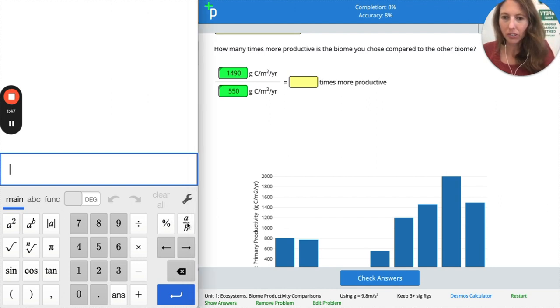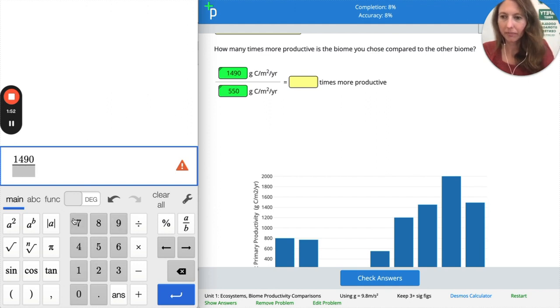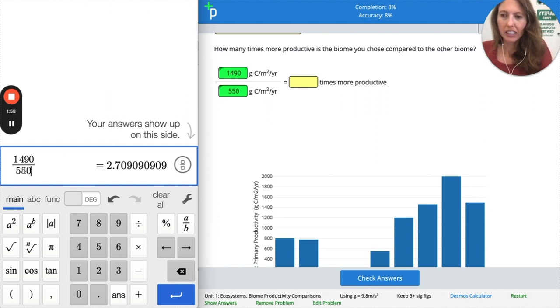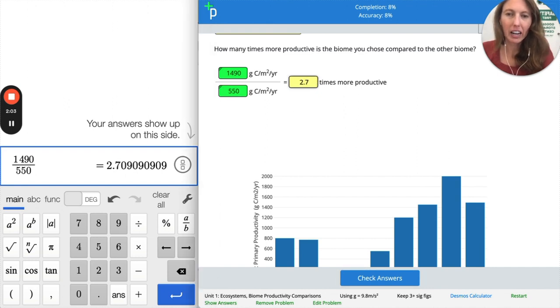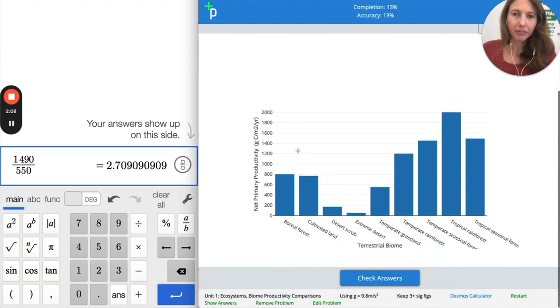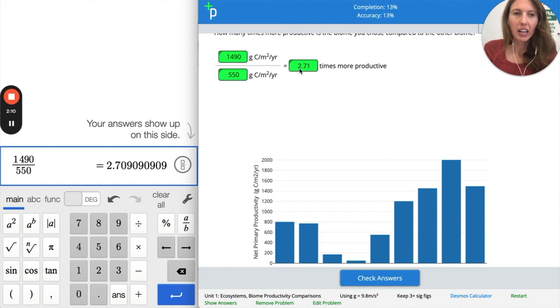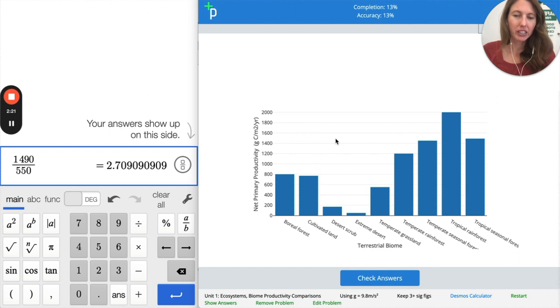So if you wanted to use your fraction tool, that's the way to do it, or you can also just put the division sign between the first number and the second number. So 1490 divided by 550, 2.7. So this is 2.7 times more productive. And check our answers. It'll give us 3 significant figures, but if you round it sooner than that, it's okay too. So that's how we'll find out those how many times more productive questions, to be able to quantify how many more times productive one biome is compared to another.